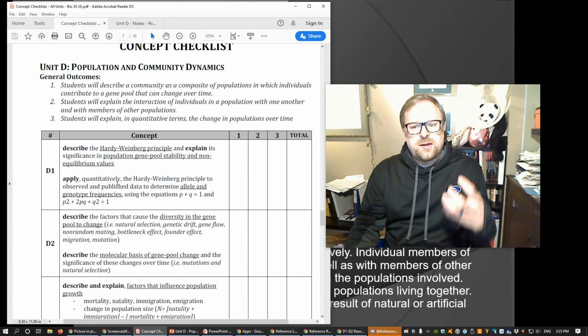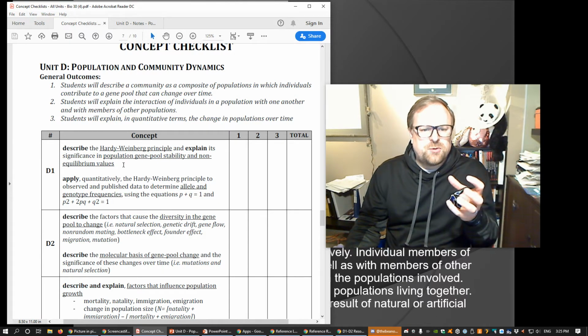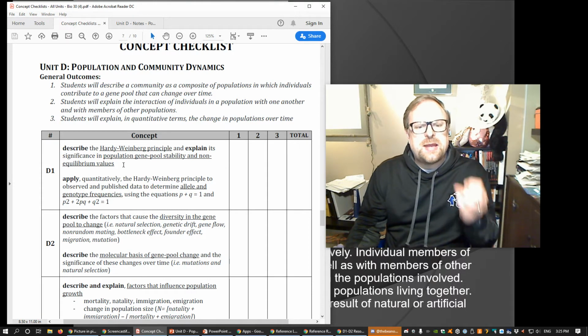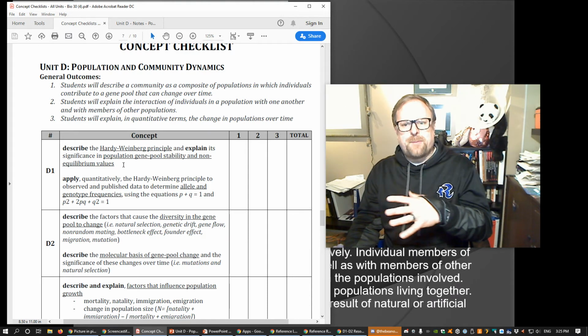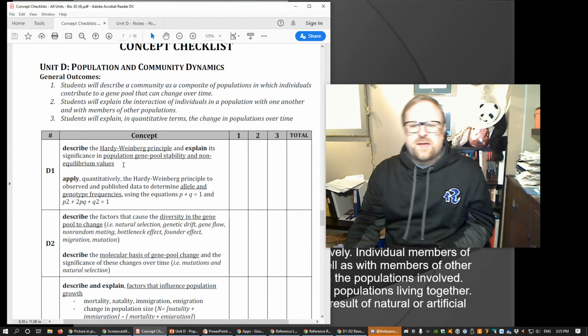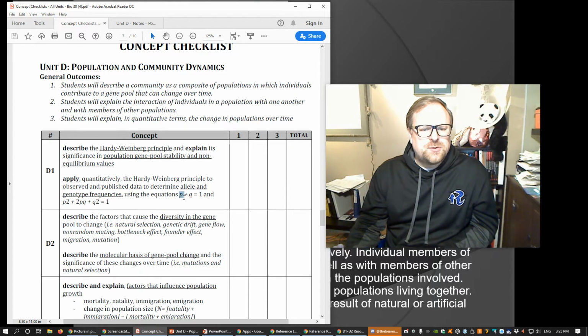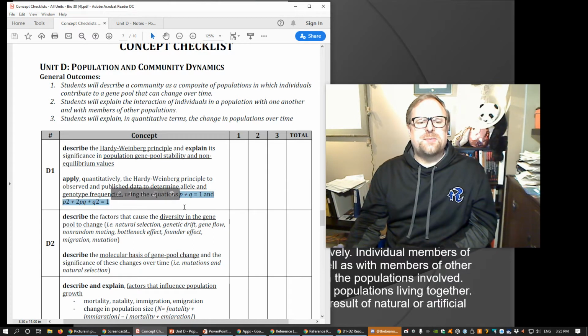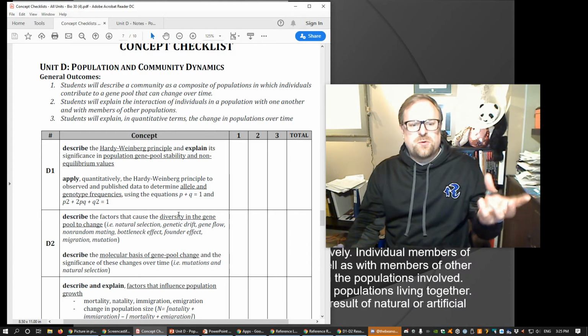So D1 is basically the Hardy-Weinberg concept, or principle, which explains how a population's gene pool should remain stable over time, and how we can quantify that and come up with calculations. So we're actually going to be using a couple of formulas in this concept, and I'll explain to you how we're going to use them as we move forward.